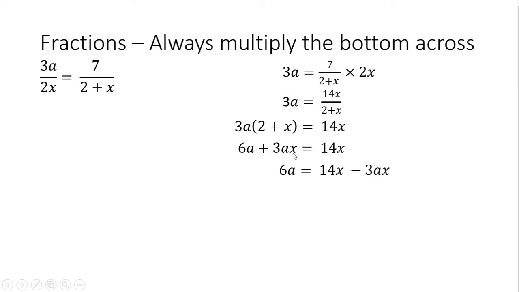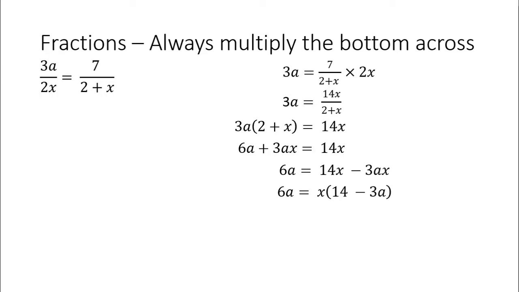Right? It was plus 3ax, now it's minus 3ax. Still, I've got two terms with x in them, and I can't group them together. If this had just been 3x, then I could do 14 minus 3 and have some number of x, but because it's 3ax, I cannot group them. But what I can do is see the common factor of these two terms is x. I can pull the x out, I can factor it out.